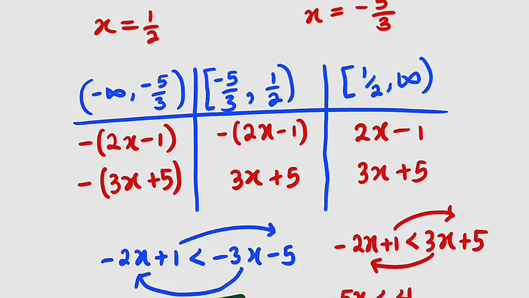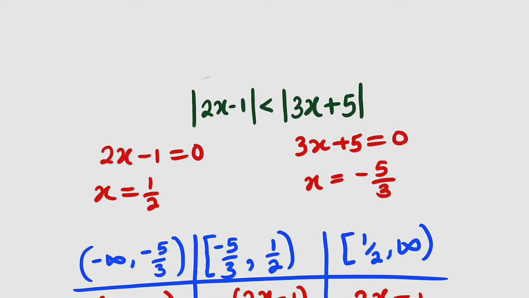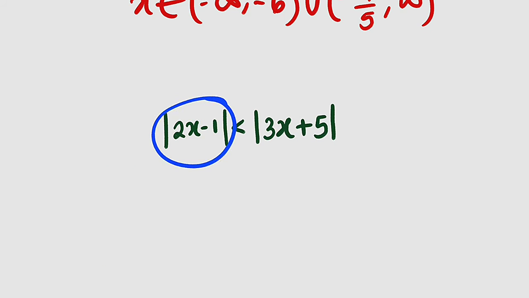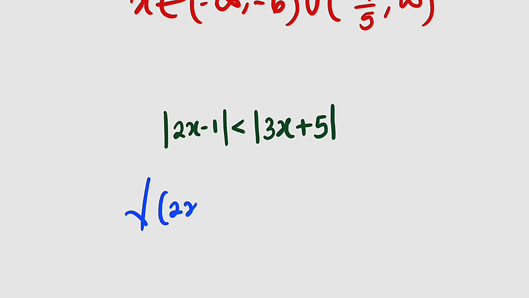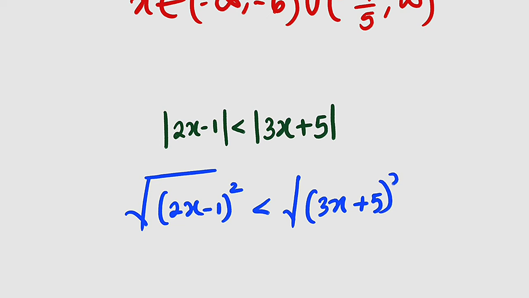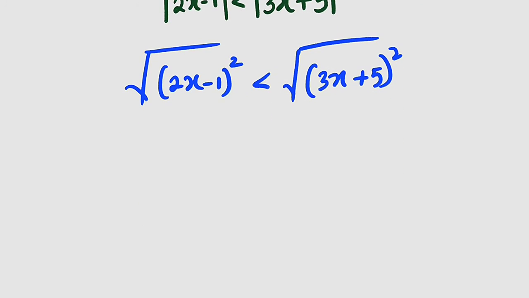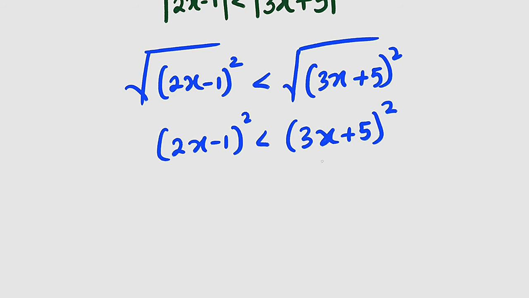So now let us take the second approach, which I think is the simplest one. Remember I told you this absolute value of 2x minus 1 can be written as the square root of 2x minus 1 squared, right? Less than the same thing here, the square root of 3x plus 5 all squared. The square root will cancel, which means that 2x minus 1 whole squared is less than 3x plus 5 all squared. You can take this one to the left hand side.